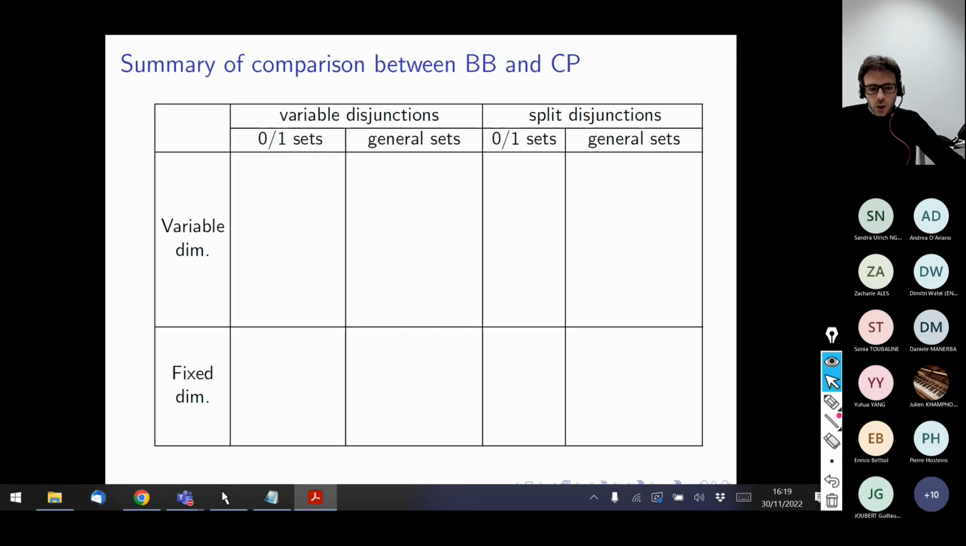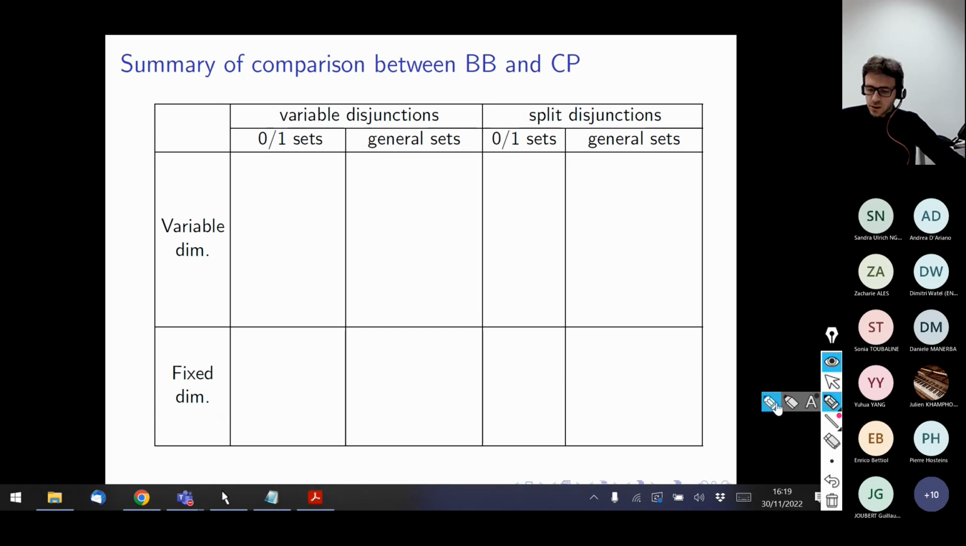Okay. Goal number 1, compare branch and bound and cutting plane. I want to fill in as much as possible this table. So in this table, there is a first distinction. You see two rows, because I am distinguishing the case of a fixed dimension, which means that we treat the dimension as a constant, and the case of variable dimension.